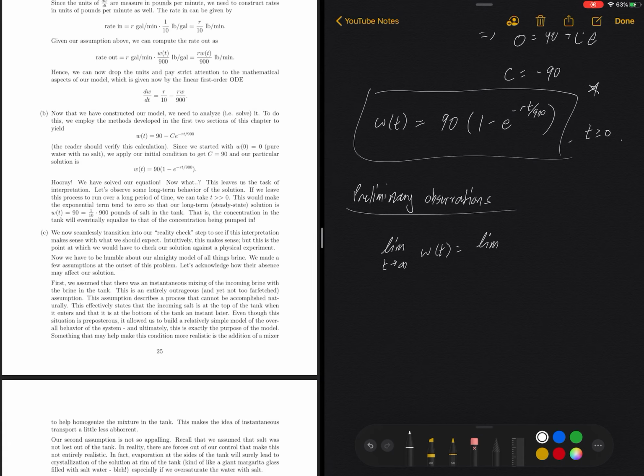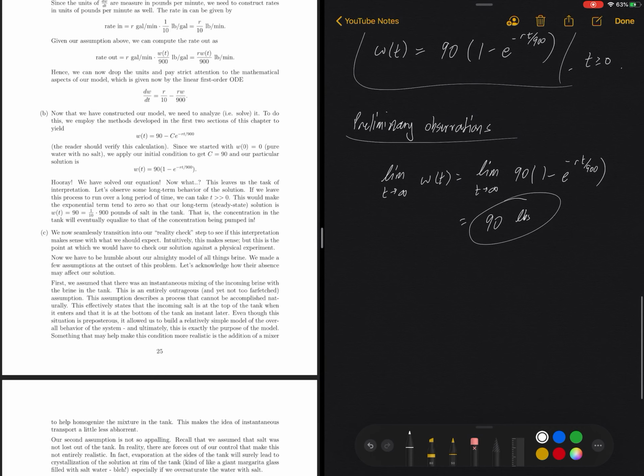So preliminary observation 1, there's a limit here as time goes off to infinity. The limit of this is going to be exactly, weird how English works in different ways there, 1 minus e to the RT over 900, because R is a positive number. It is a rate flowing into the machine, not out of it. We actually wind up with a decaying exponential here, e to the minus RT. As t goes off to infinity, we wind up with 90 pounds of salt.